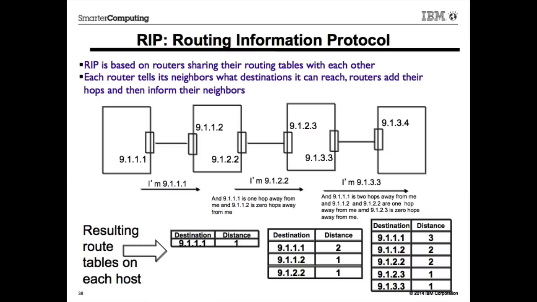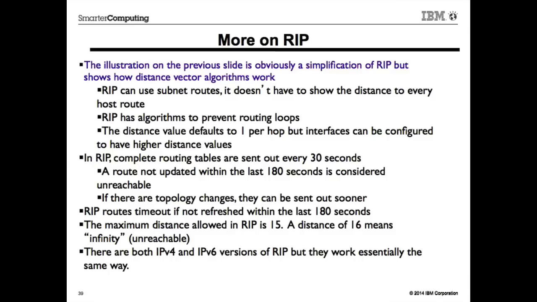And so on. Now this is a vast simplification. The updates go both ways, so ultimately everybody has routing tables to reach every destination with the distances. Now if you look at this closely, you might think, well, how do you prevent routing loops? Slide 39. The illustration is a simplification of RIP, but it gives you the principles of distance vector algorithms. For example, RIP actually uses subnet routes, not host routes. So you don't have to show the distance to every host route.